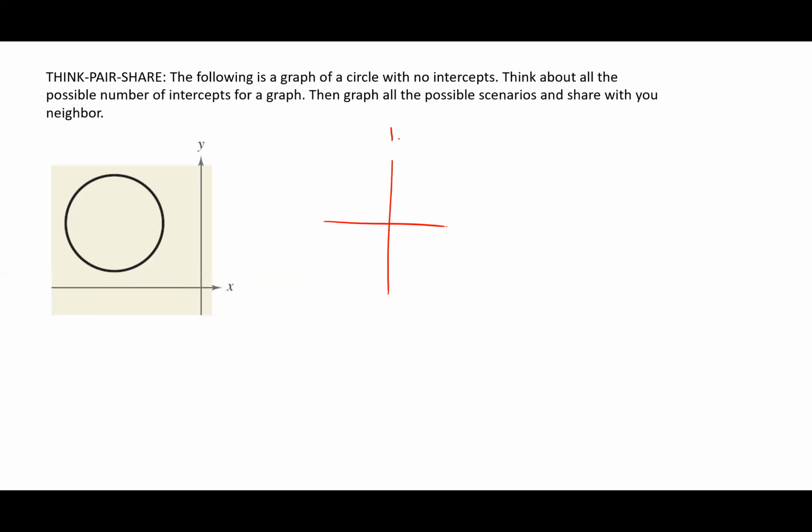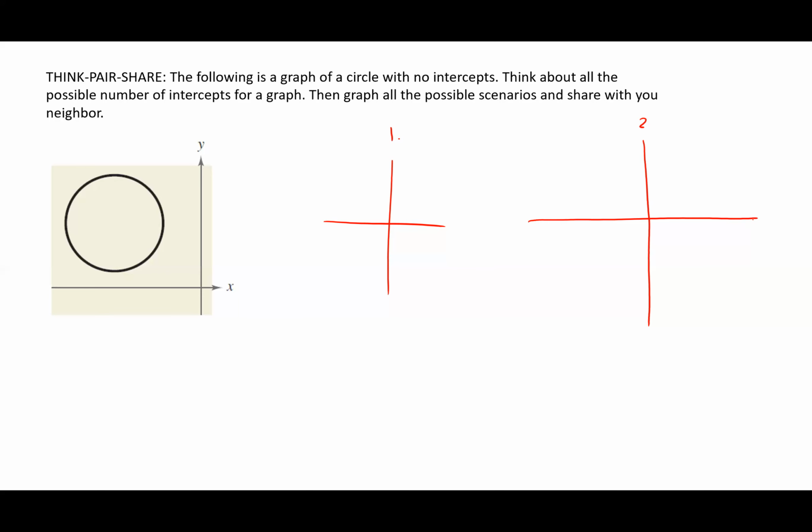Okay, let's talk about it here. What if we just touch it? It doesn't have to go there. Yeah. Okay, sure, no problem. So for intercepts, it does not have to cross. It just has to touch, right? It just has to touch one or the other.